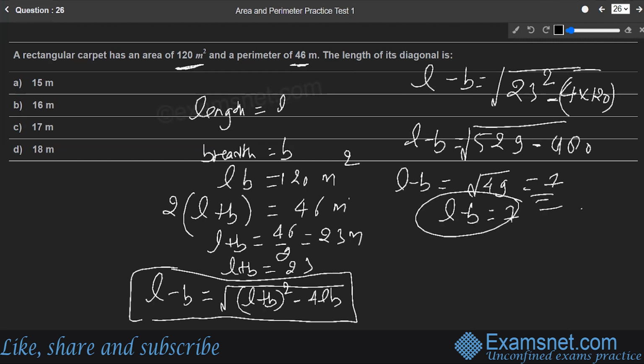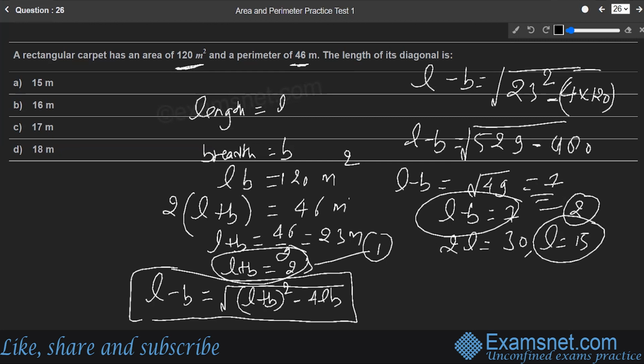We can take this as equation number 2, and L plus B is 23, we can take this as equation number 1. Solving these two equations, by adding them, we get 2L is equal to 30. So L value comes out to be 15 units. And by the same thing, since L minus B was 7, the B value has to be 8. So L and B have come out as 15 and 8.